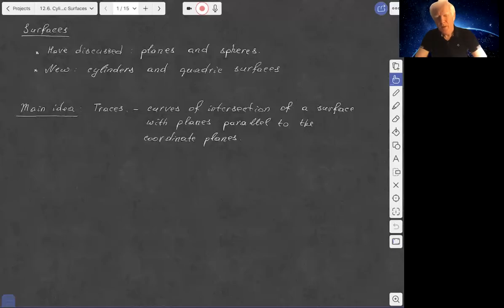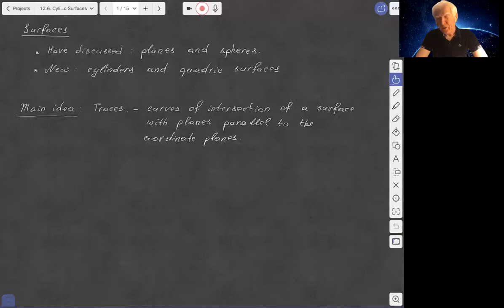Hello everyone. The main goal of this section is trying to understand basic ideas that are sitting behind sketching surfaces. We have already spent plenty of time to discuss planes and we touched spheres. Now our focus shifts to cylinders and quadratic surfaces. I will give you the definitions of those in a little bit, but let's first of all understand what the basic ideas are.